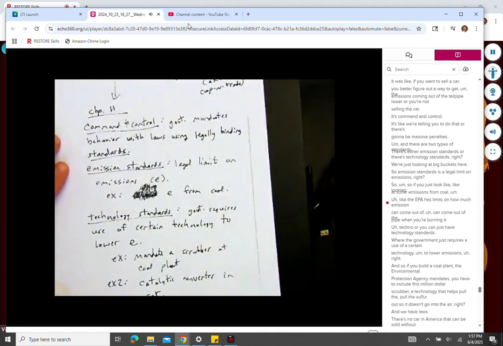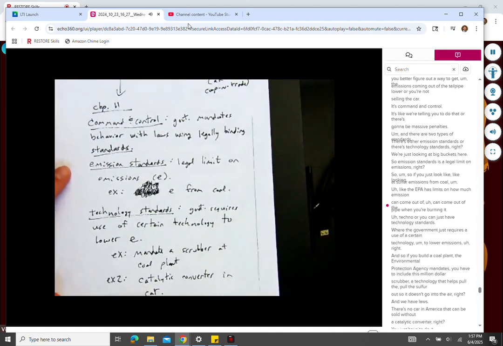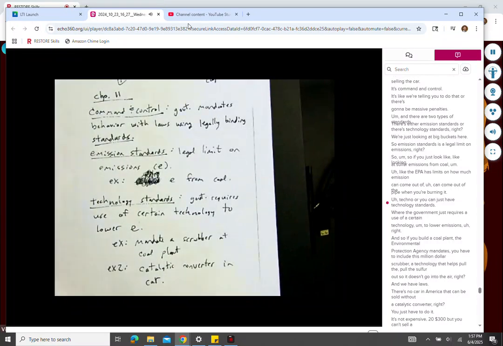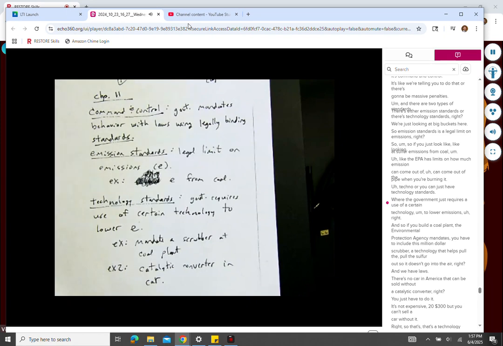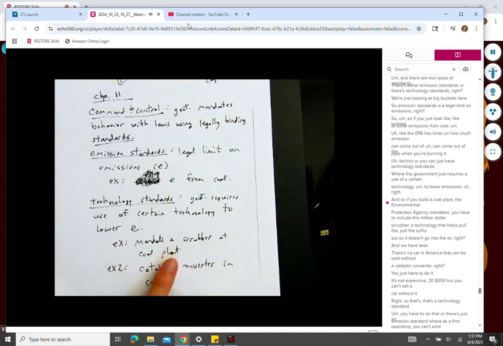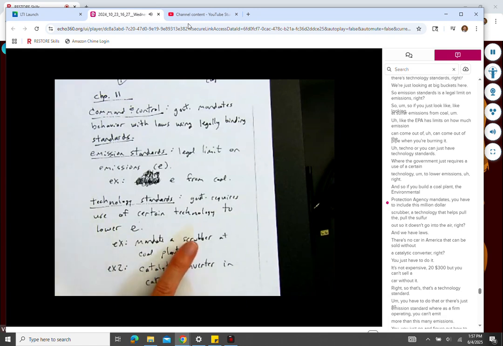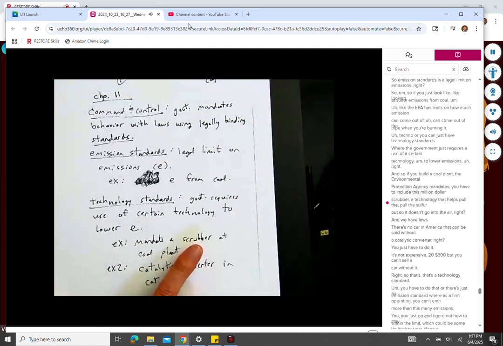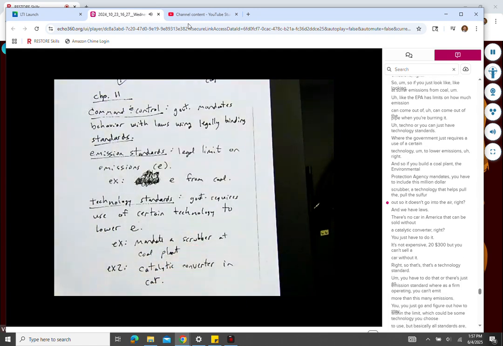Right, the EPA has limits on how much emission can come out of the pipe when you're burning it. Or you can just have technology standards, where the government just requires the use of a certain technology to lower emissions. If you build a coal plant, the Environmental Protection Agency mandates you have to include this $1 million scrubber, a technology that helps pull the sulfur out so it doesn't go into the air.